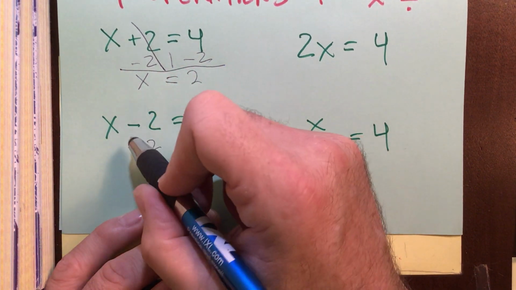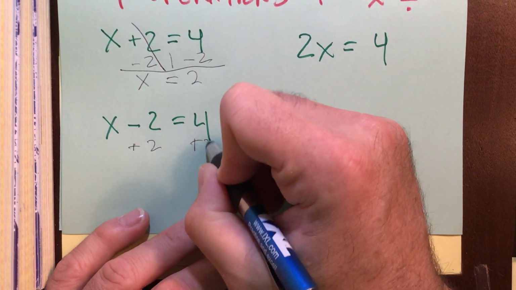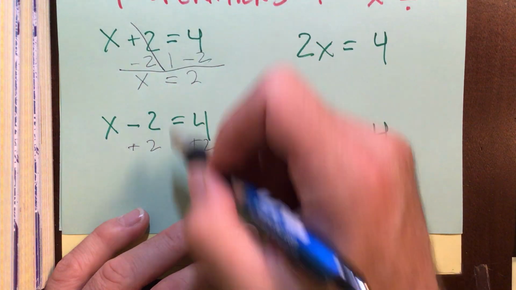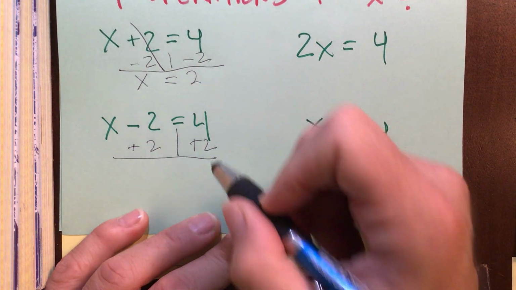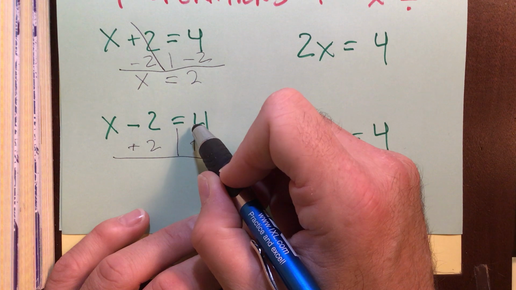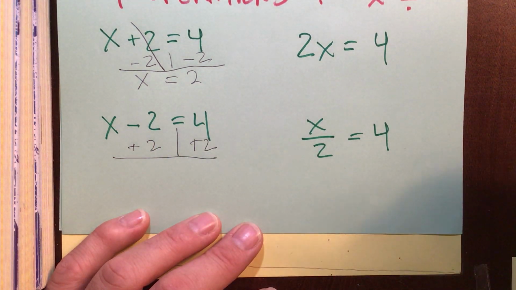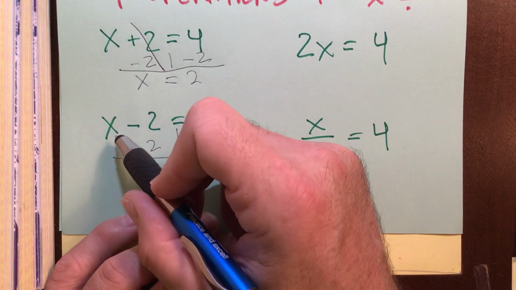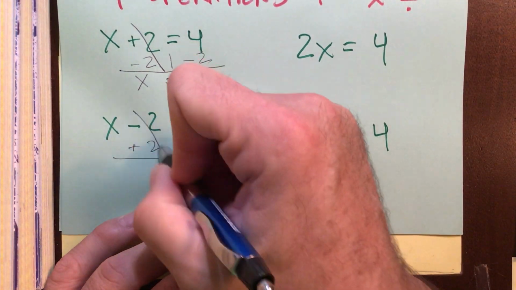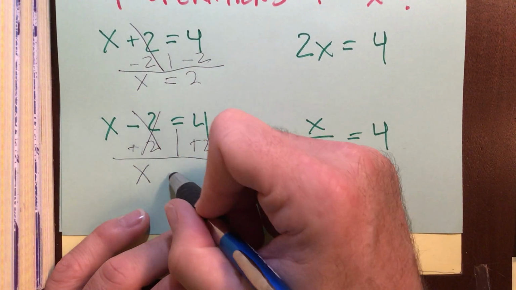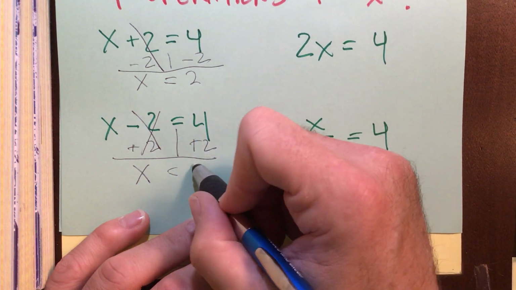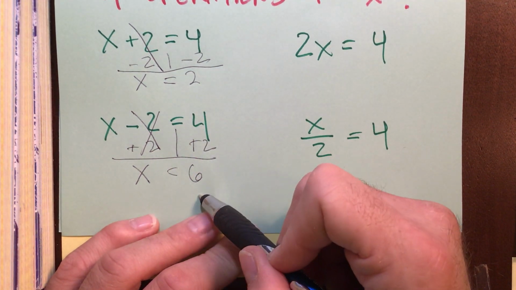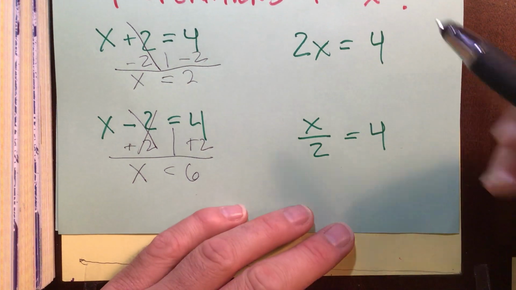But whatever you do to one side, you have to do to the other side. This equal sign means it's balanced. You have to do the same thing to both sides to make the proportional relationship still hold true. It's important to hold through. X minus 2, we add 2 to both sides. That goes bye-bye. We have x equals 4 plus 2. Now we got x equals 6 as opposed to the 2 up there.